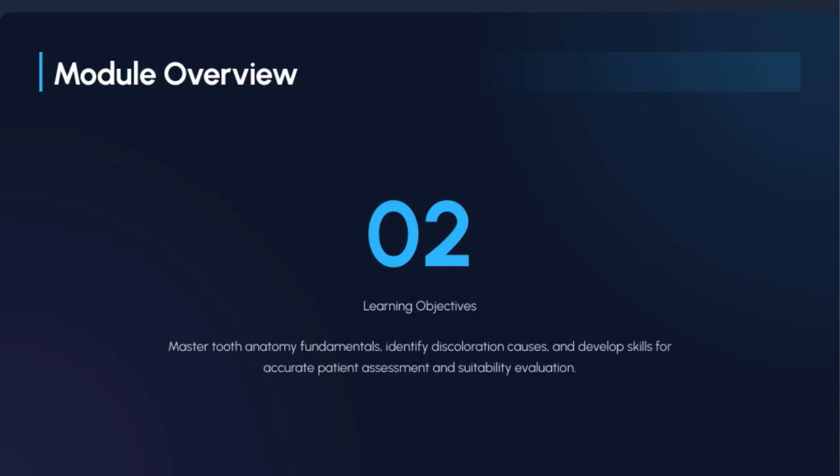Today, we're going to focus on mastering the fundamentals of tooth anatomy, which is essential for any dental professional. Understanding the basic structure of teeth helps us better assess and diagnose issues. We'll also explore the common causes of discoloration, so we can identify and address them effectively. Lastly, I'll guide you through developing the skills needed for accurate patient assessment and determining whether a treatment is suitable. These skills are crucial for providing personalized, effective care. Remember, these concepts form the foundation for everything we do in clinical practice, so mastering them will significantly enhance your ability to deliver quality dental care.